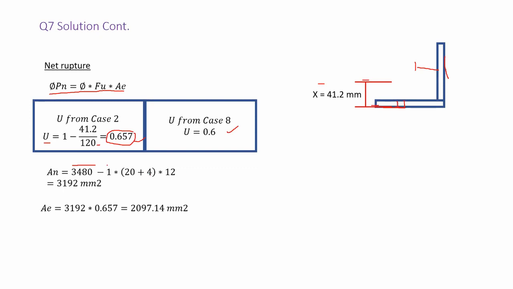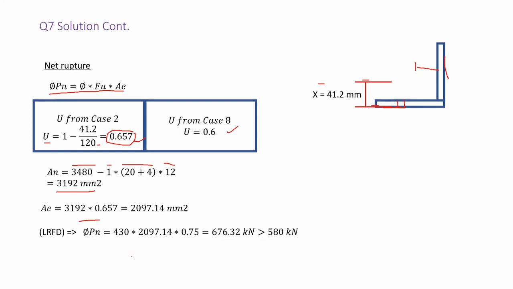Okay, so minus 1 by the size of hole multiplied by the thickness. As we said before, it's 150 by 150 by 12. So the thickness is 12. And you obtain your net area. Multiply, you get your effective area.